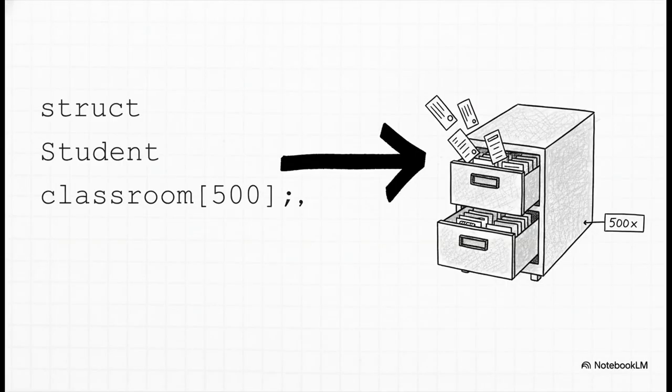And would you look at that? One single line of code. struct student classroom[500]. Bam, problem solved. With just this one line, we've declared an array called classroom that can hold 500 of our student structures. We've literally just built our digital filing cabinet.